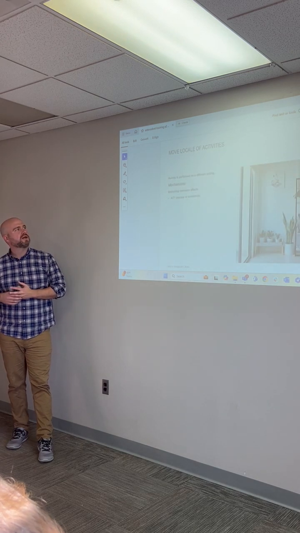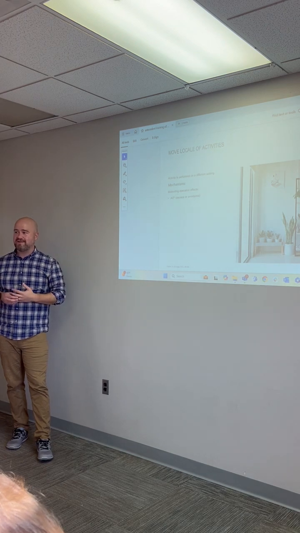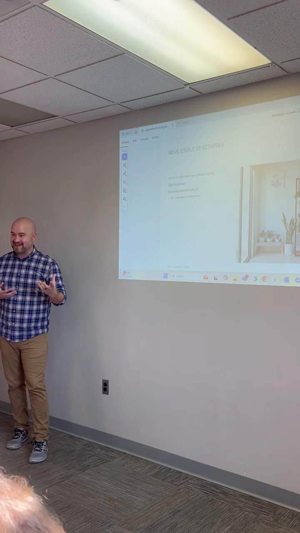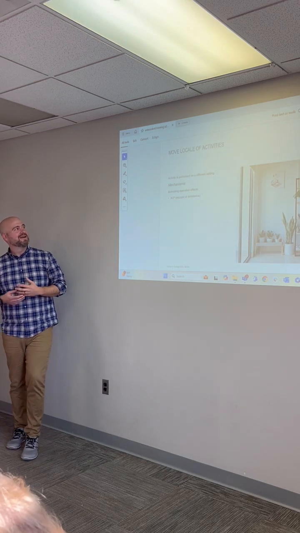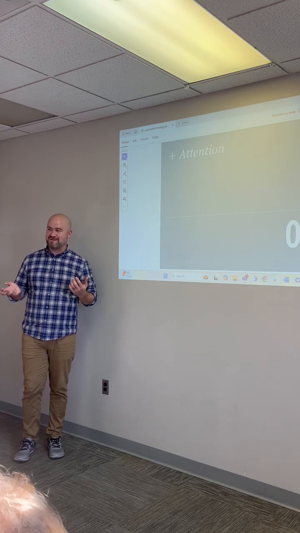Let's continue. Move location of activities, same idea, right? We have an activity that's in that environment. I'm going to move it, get rid of it, right? And what I'm doing there is moving the SD. I'm getting rid of the SD. Okay, those are some strategies for escape-maintained behaviors.